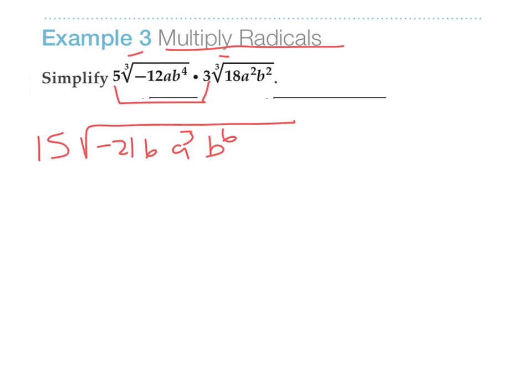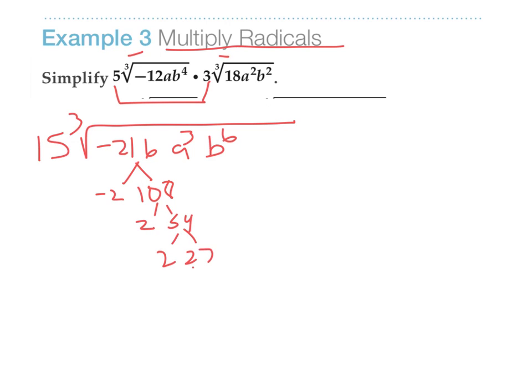Now we have to simplify the radical. This negative looks like it would be an i, but it's not because we have an odd root. That means we can have a negative number as long as it's an odd root. So let's go and do our factor tree. If we do our factor tree, that would be a negative 2 and positive 108. This would be 2 and 54.